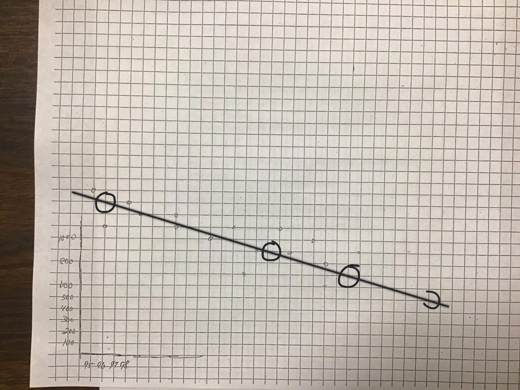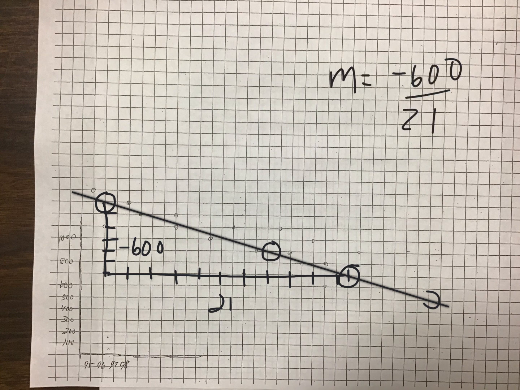So I'm just going to use these two right here. I'm going to make this triangle, and I'm going to count my boxes. So I got 1, 2, 3, 4, 5, 6 boxes. But this is going 100 at a time, so it's going to be -600. That's my rise. And then my number of years, I'm going 2, 4, 6, 8, 10, 12, 14, 16, 18, 20, 21. So my slope is -600 over 21.